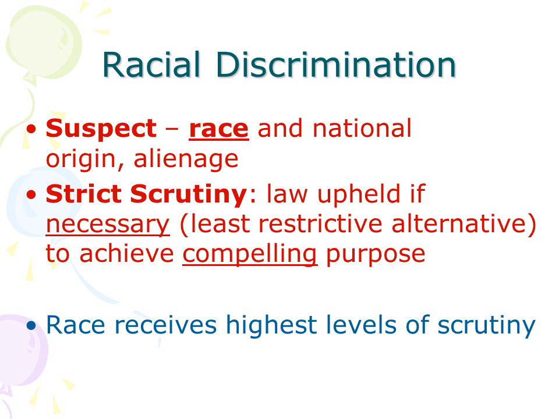So let's look particularly at racial discrimination. This is one of our suspect classes, and so it's going to receive strict scrutiny by the courts. The law is going to be upheld if it is necessary to achieve a compelling purpose. Race always receives the highest levels of scrutiny. So let's see what the court has done with racial discrimination cases.